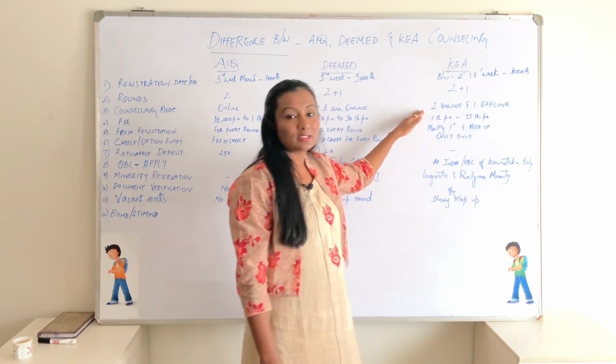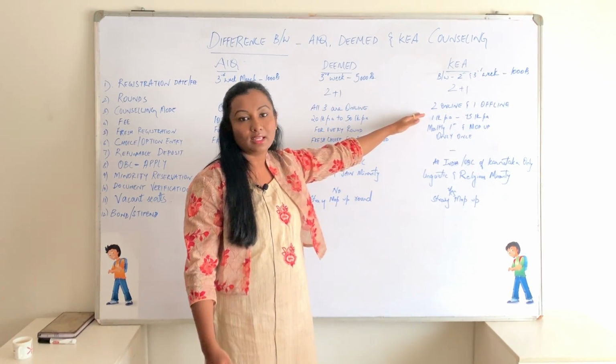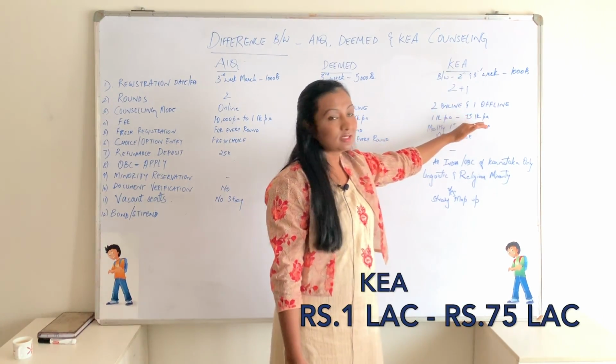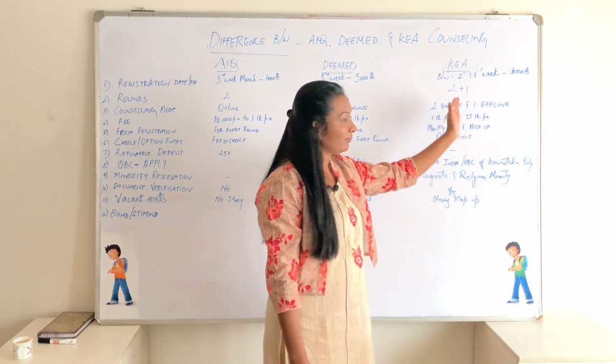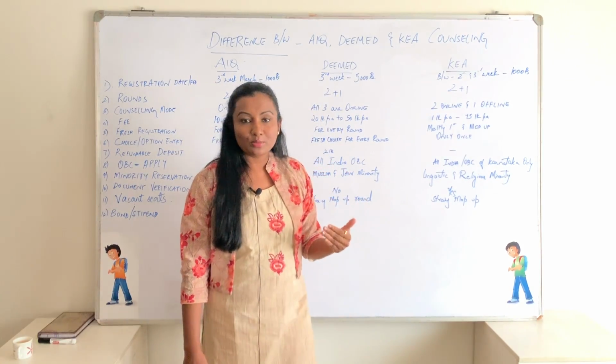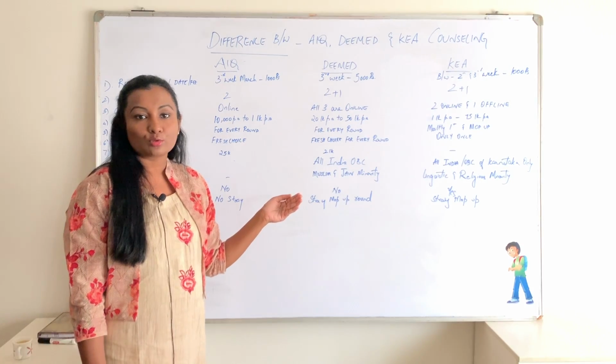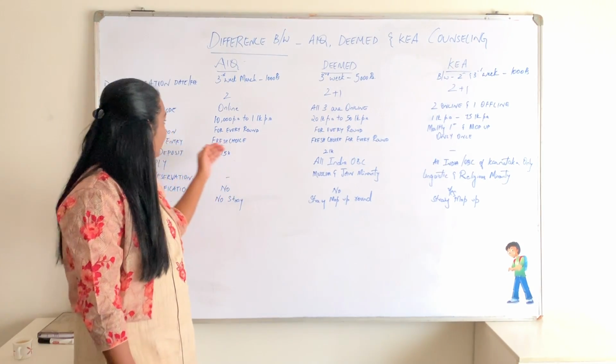KEA, depending on whether it's KEA government seat or KEA private seat, starts from 1 lakh per annum till 75 lakhs per annum. The 75 lakhs per annum is your management and NRI quota seats. The private merit seat of KEA is close to 7 to 7.5 lakh per annum.